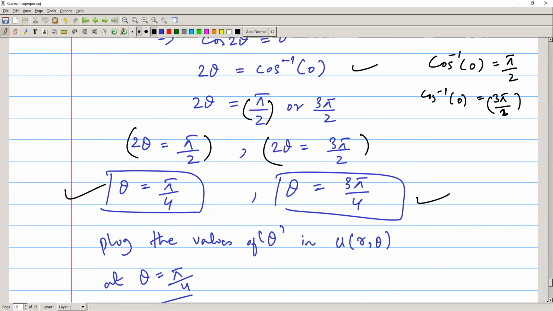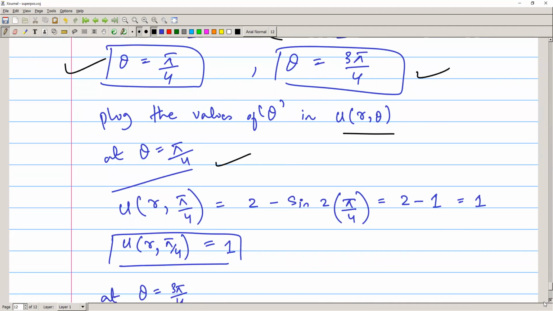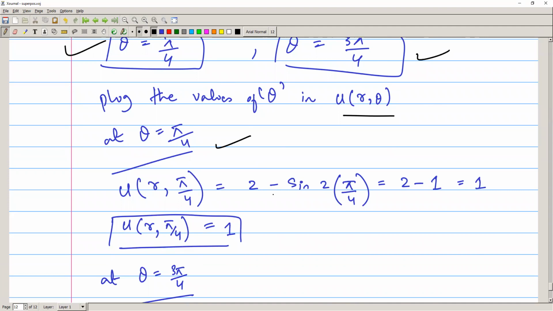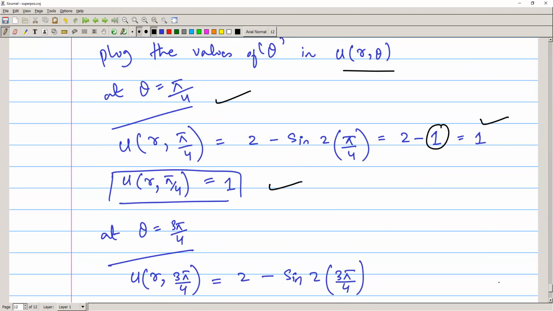Now we will plug the values of theta separately into the solution, starting with theta equal to pi over 4. At theta equal to pi over 4, u(r, pi over 4) is equal to 2 minus sine of 2 times pi over 4. So 2 times pi over 4 will be pi over 2, and sine pi over 2 is 1. So 2 minus 1 is equal to 1. So at pi over 4 the value is 1, sorry.